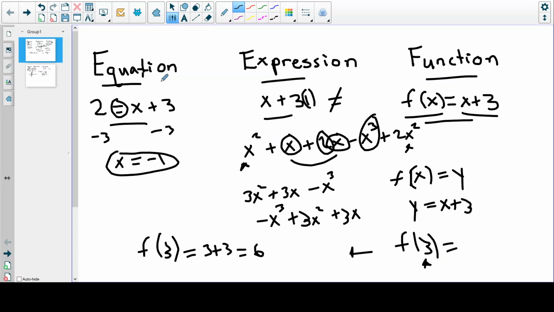Remember that equations have usually one variable, and they want you to solve for it, and it has an equal sign. Functions have an equal sign, but most of the time the function will stay the same. You're not really solving for x. And an expression does not have an equal sign, and they usually want you to combine like terms or simplify the expression.